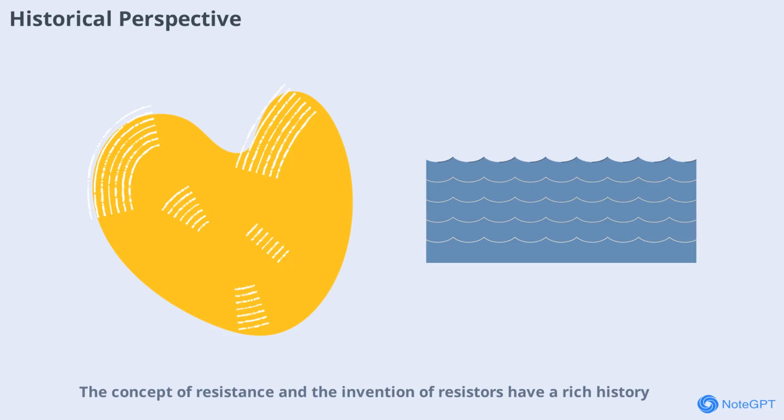The concept of resistance and the invention of resistors have a rich history. Early resistors were made from simple materials like graphite and clay. Over time, advances in materials and manufacturing have led to the precise, reliable resistors we use today. Understanding this evolution helps appreciate the importance of resistors in technological progress.